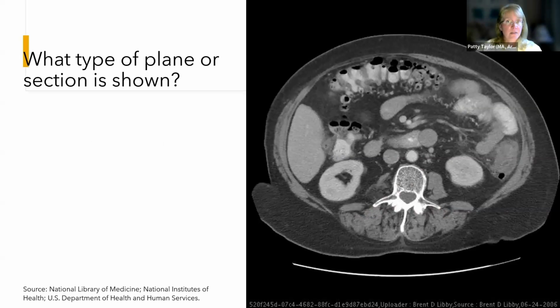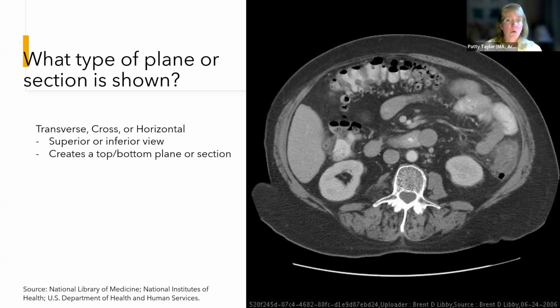You may not recognize a whole lot about this one, except this vertebrae. That might be something you recognize sitting right there. And this is a section through an abdomen. So in looking at this picture, you might realize that you're getting a top or a bottom view of the abdomen. In other words, a superior inferior viewpoint. When I'm using the words superior and inferior, that tells me it's a transverse, cross, or horizontal plane or section.